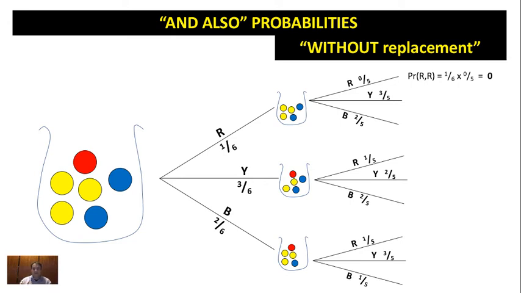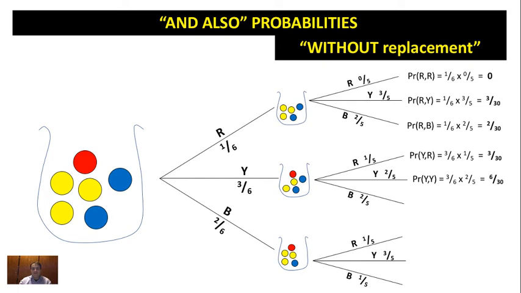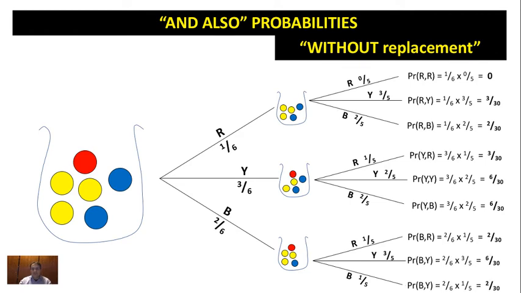Chance of red yellow is 3/30. Chance of red blue is 2/30. Yellow red 3/30. Yellow yellow 6/30. Yellow blue 6/30. Blue red 2/30. Blue yellow 6/30. And finally blue blue 2/30. And again, that covers all of the possibilities. So if you add all of those up, you will find they come to 30/30, otherwise known as 1.